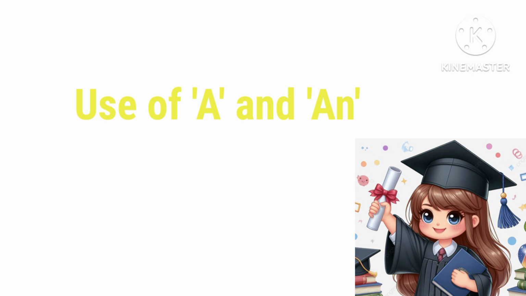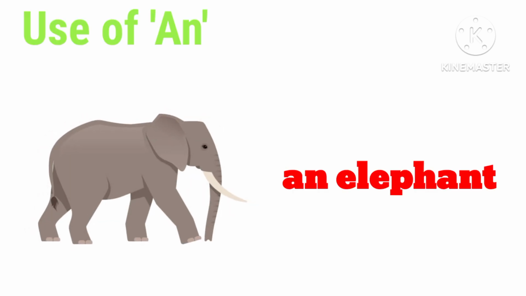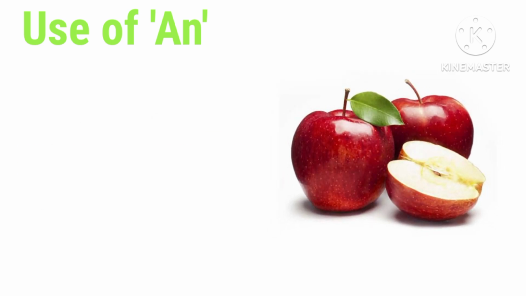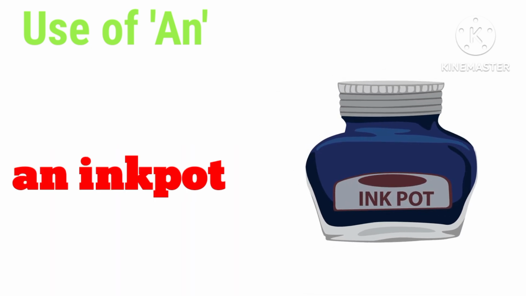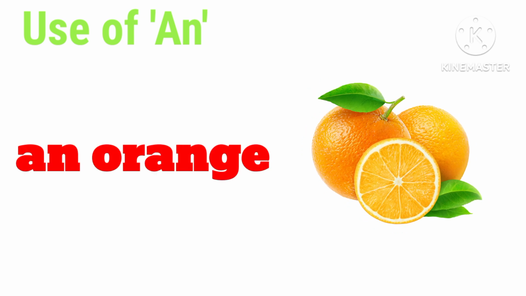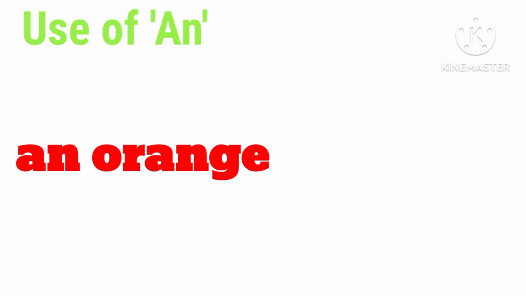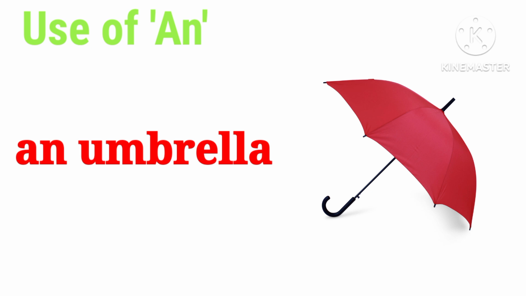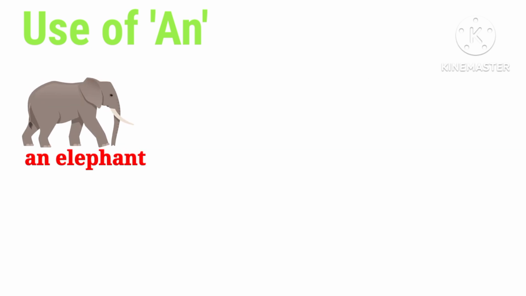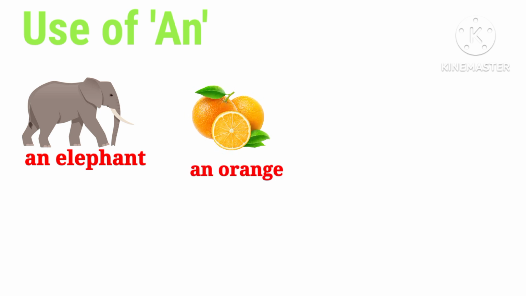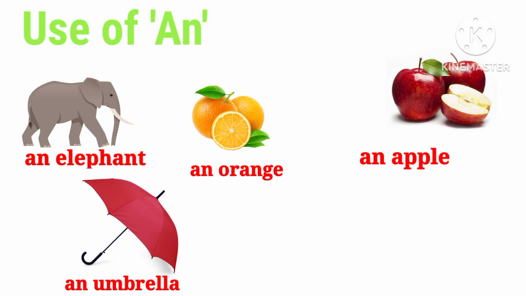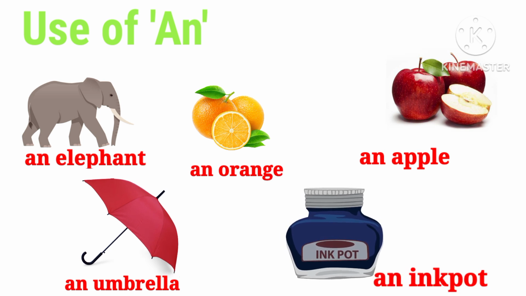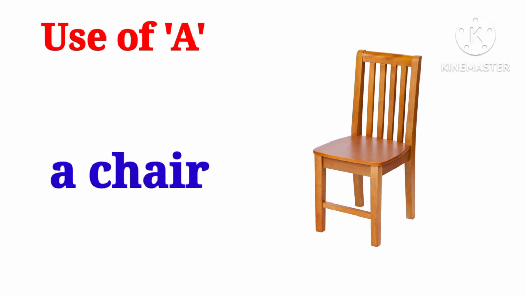Use of A and N. An elephant, an apple, an inkpot, an orange, an umbrella. All of these are vowels.